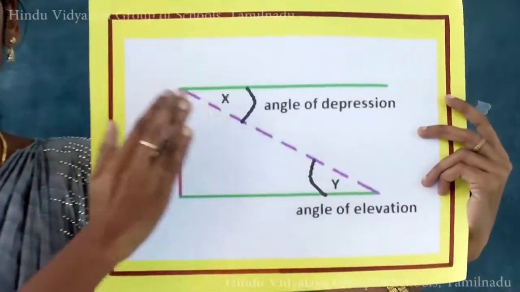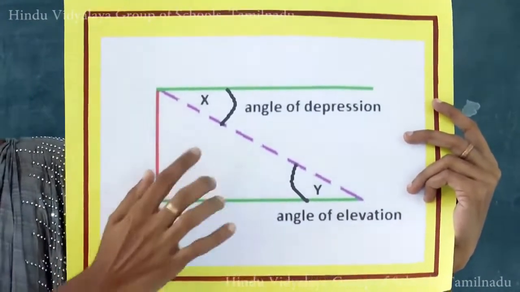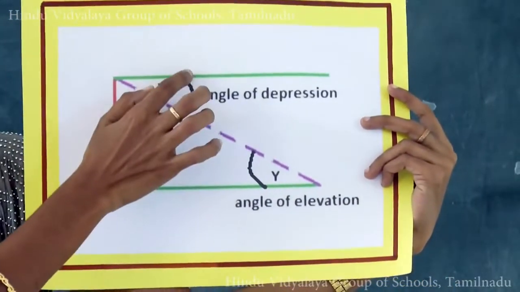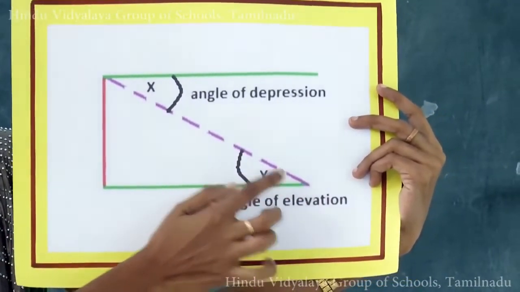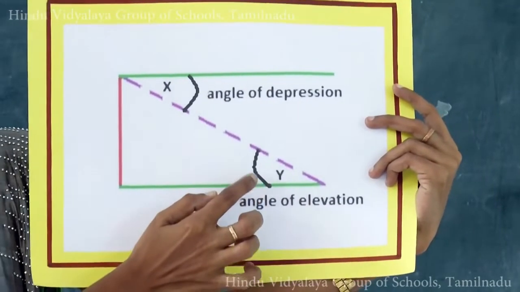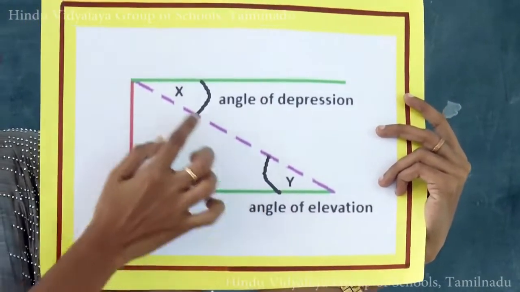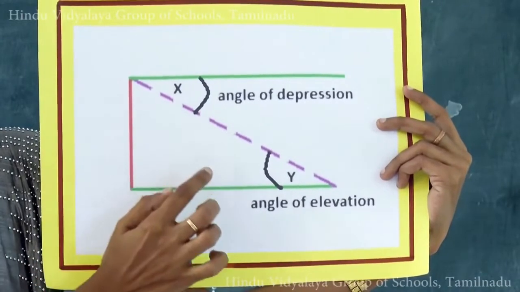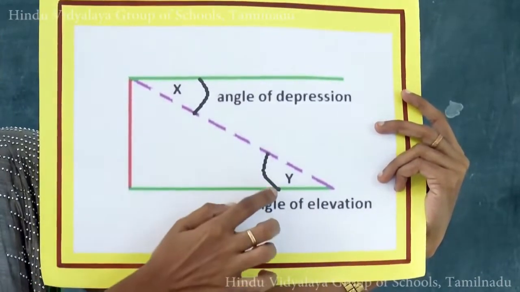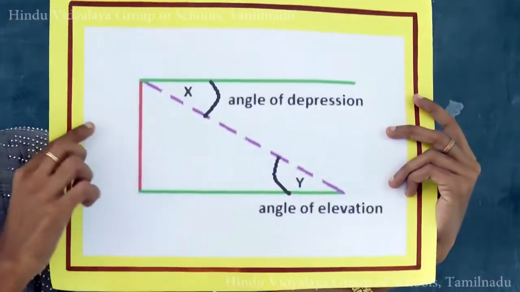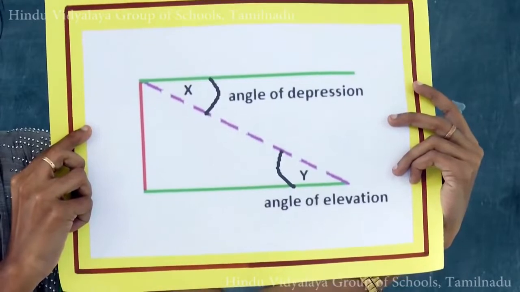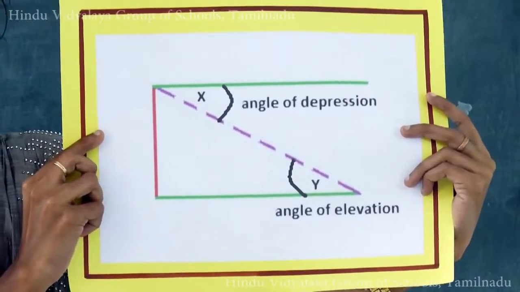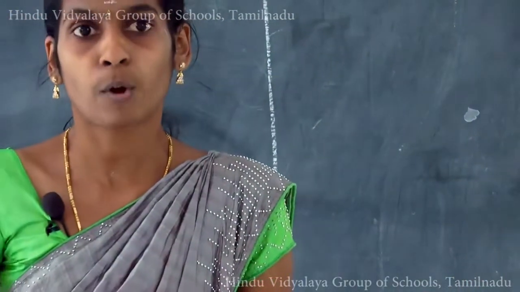Here both x and y have the same measure, since the bottom and the top lines are parallel and this line is a transversal. So x and y form interior alternate angles. So we know the interior alternate angles are equal. So angle x is equal to angle y. That is, angle of depression is equal to angle of elevation when they become alternate interior angles. Now let's solve problems involving angle of depression.